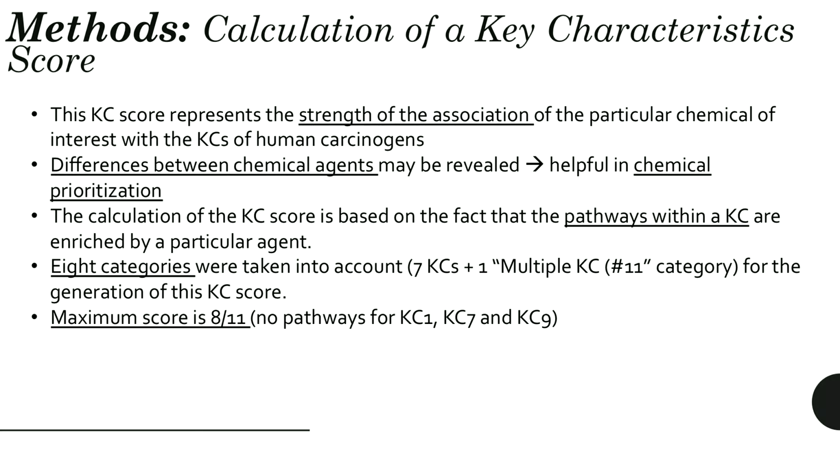Then, if you want to use this model for chemical prioritization, you need a way to indicate whether a chemical has a strong association with the key characteristics or not. So that's why we invented the KC score. It represents the strength of the association that a particular chemical has with the KCs of human carcinogens. It's a way of indicating differences between different chemical compounds, and like I said, it can be helpful in chemical prioritization. It's based on the enrichment of the chemicals within the pathways, and we took 8 categories into account. I will tell you a bit more about that later on. And the maximum score was 8 out of 11.